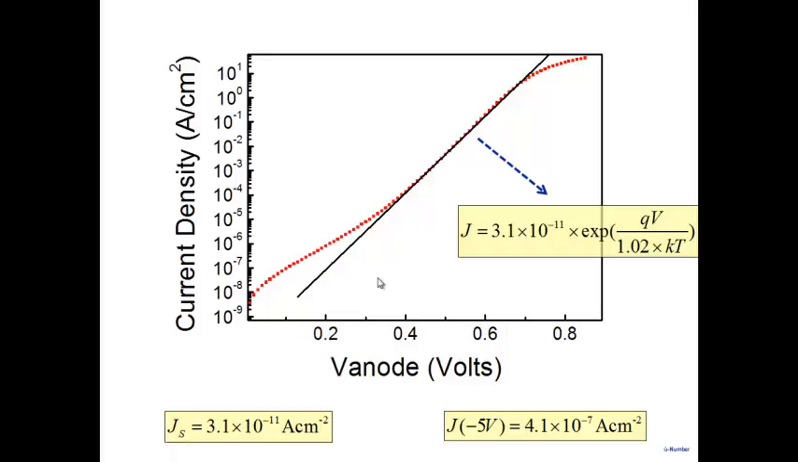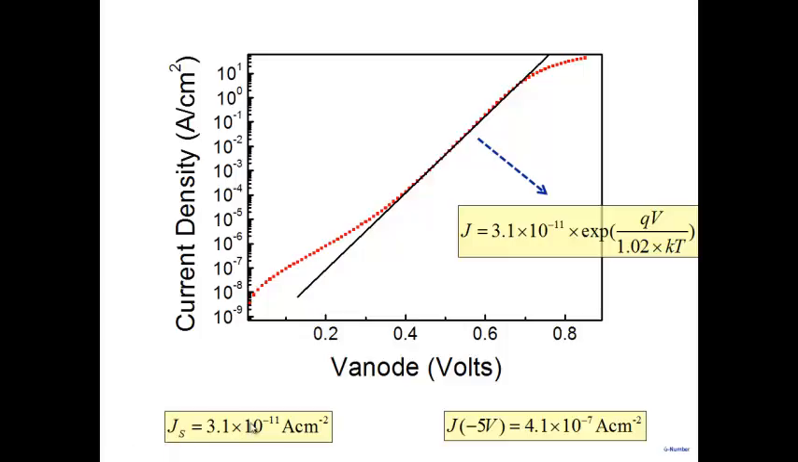Correct? Can we recognize 3 regions? This is the place where my diode behaves like an ideal diode. This is where resistances become important, and this is where recombination occurs. So if I look at this particular region here, I can fit it with the diode equation: J equal to 3.1 times 10 power minus 11 exponent qV by 1.02 kT. The ideality factor is close to 1. And according to this, what is my saturation current? JS is 3.1 times 10 power minus 11.